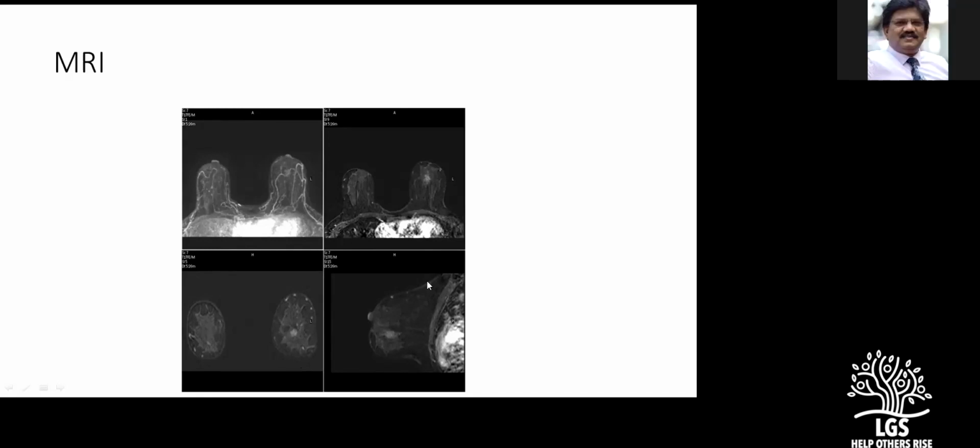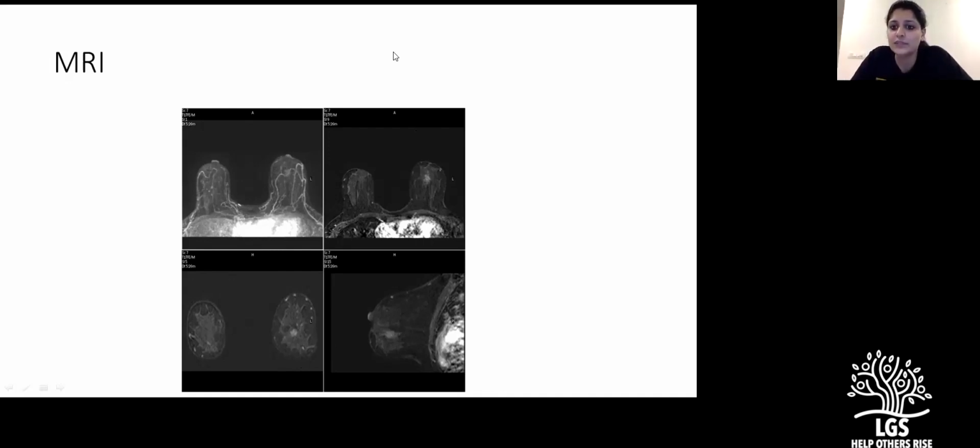Dr. Kirti, there's a question in the chat box from Dr. Ramya. Can you have a look at that? Yeah, the question is, is there a radiodense lesion with spiculated margins just adjacent to this calcification on MLO? Can we go back to the mammogram? I'll go back to the mammogram.